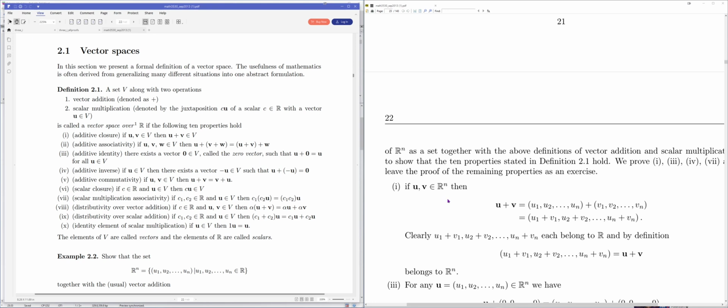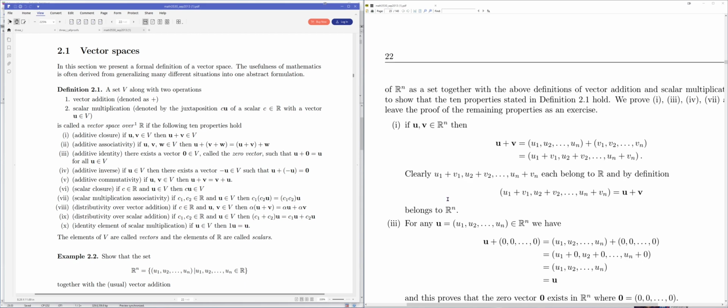Okay, so let's start with 1. We need to show additive closure. Additive closure is: if I have 2 vectors belonging to my vector space, then the sum of them also belongs to the vector space. So you have u and v, basically choosing any u and v in Rn, and you consider the sum u plus v.